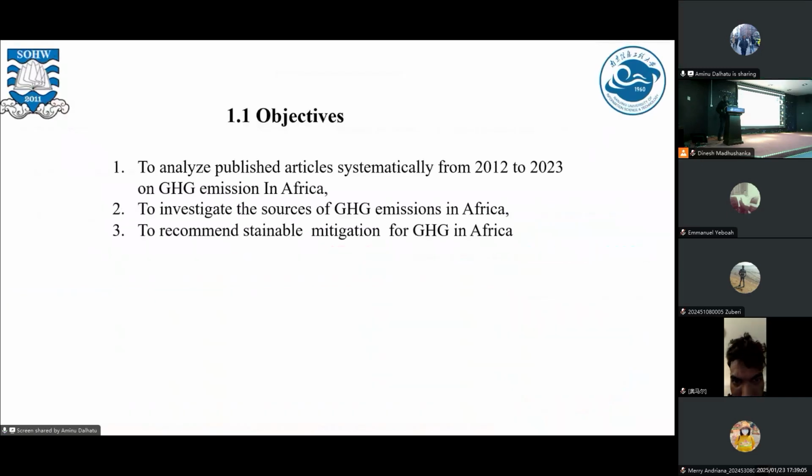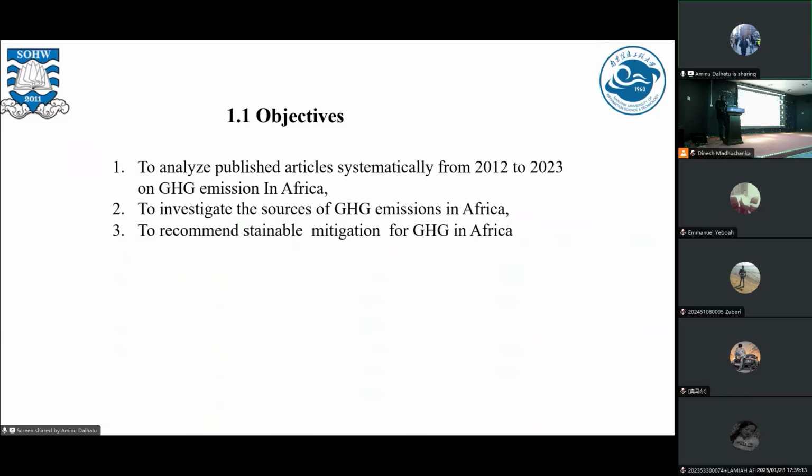My objective is to systematically analyze articles published from 2012 to 2023, ten years, related to global warming, especially in Africa, to investigate the sources of greenhouse gas emission. Knowing where the most greenhouse gas is emitted is the main thing to find the solution. If we know the source, we can systematically investigate how to stop it and recommend sustainable mitigation in Africa.